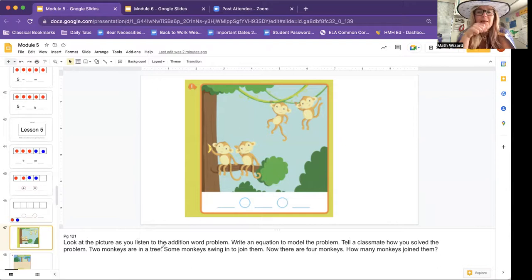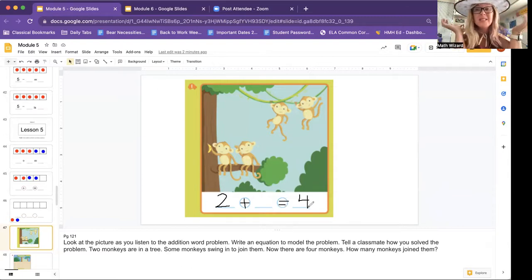So let me read that again. 2 monkeys are in a tree. So what's our first number going to be? 2. Some monkeys, we're going to add, came in to join them. So we're going to plus, but they didn't tell us the number. So we're not going to put a number there because they didn't tell us how many. Now there are, let's put our equal sign in. Now there are 4 monkeys.